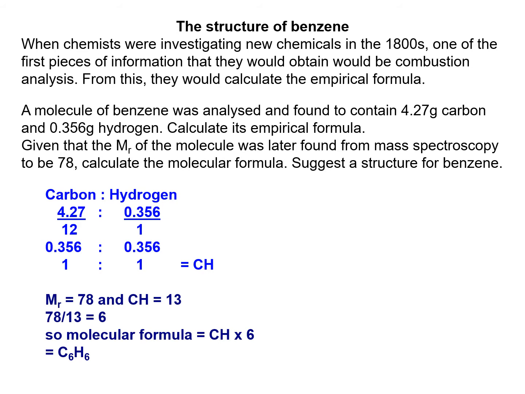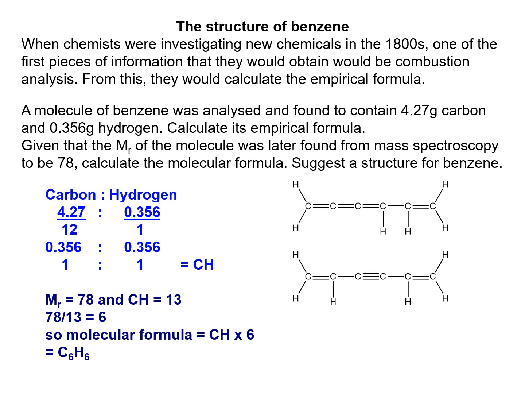Now I hope you took a minute to try and draw a structure, not cyclic, that would fit 6 carbons and 6 hydrogens. And perhaps you came up with something like this one, where we've got lots of double bonds present in the structure, or even a molecule with some double and some triple bonds. So these were the types of ideas that the chemists were coming up with as a proposed structure for benzene.